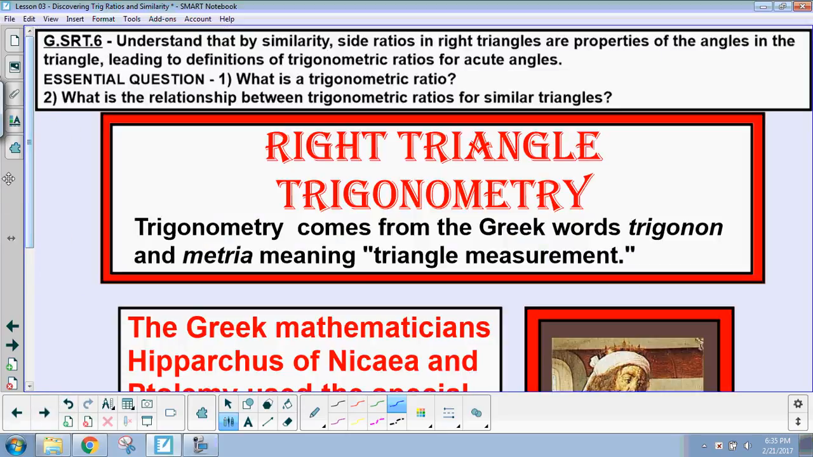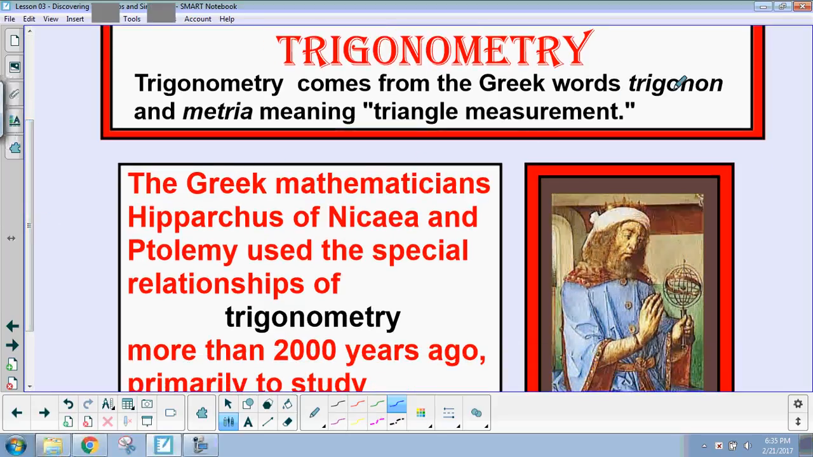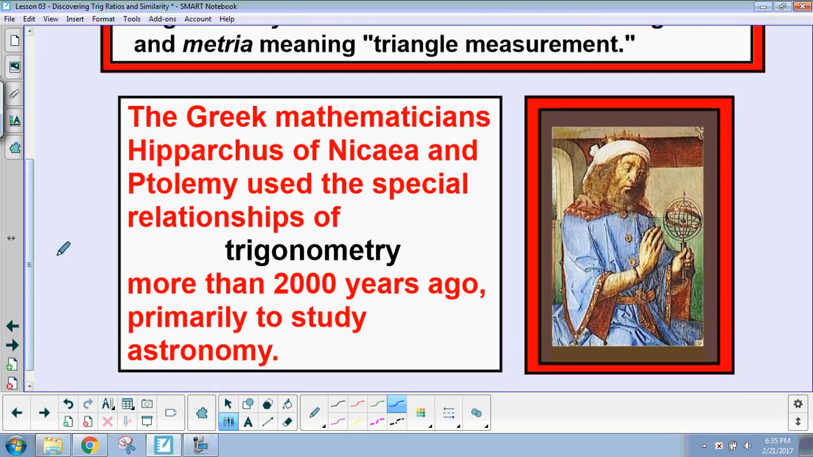All right, so right triangle trigonometry is as old as it can be. Trigonon and metria, triangle measurement, from Greek words. The Greek mathematician Hipparchus, Nicaea, and Ptolemy used the special relationship of trigonometry more than 2,000 years ago, primarily to study astronomy. Thanks to these guys, they were the first people to discover how far the moon was from us, and in relation, how far the sun was from the earth. That's pretty amazing, the fact that they could come up with this with just paper and pencil, using these properties we're going to get into with this unit and the next one.